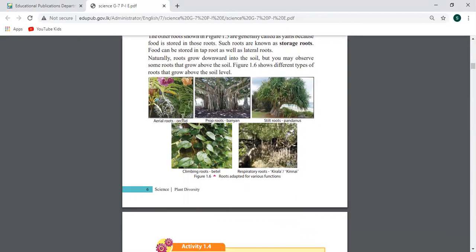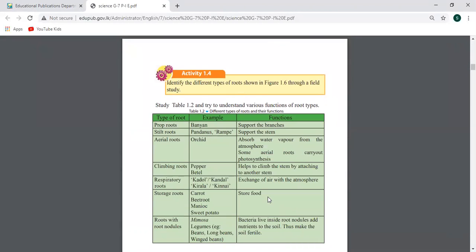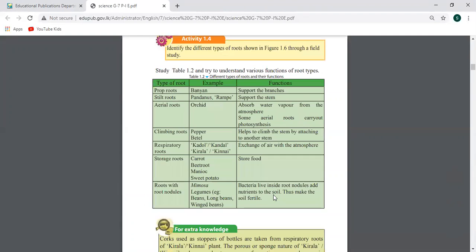Aerial roots such as orchid, prop roots such as banyan, and stilt roots such as pandanus. And this is a climbing root, it's betel. And respiratory roots, in Sinhala we call it Kerala. So here is a table. This will help you to learn. Prop root, example banyan, the function of the prop root is to support the branches. Stilt root, pandanus and rampe, the function is to support the stem.